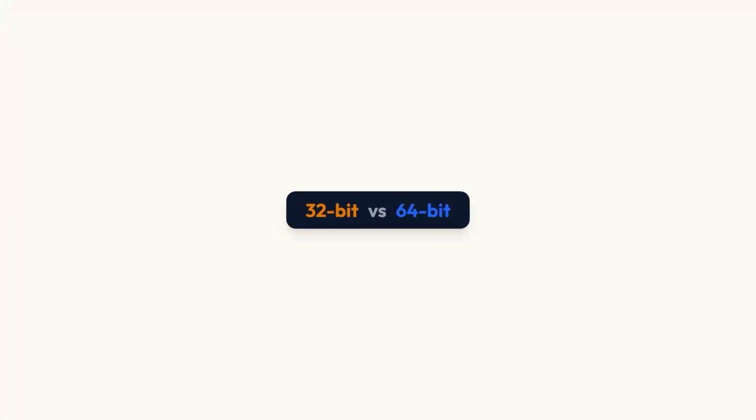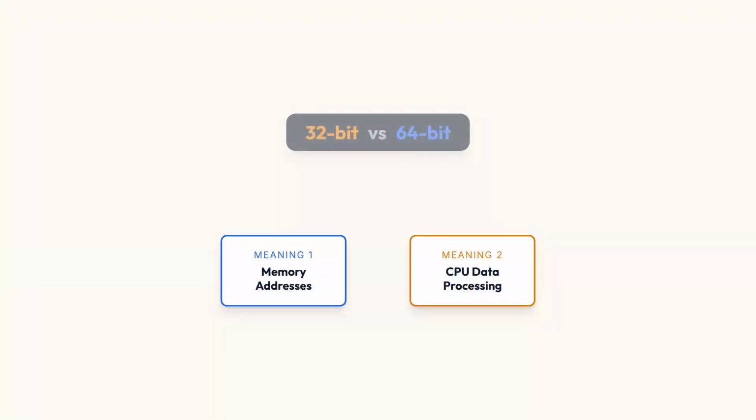You often hear terms like 32-bit and 64-bit systems. When we say 32-bit or 64-bit, we're actually talking about two things. First, the memory addresses, and second, how much data the CPU processes at a time. Let's start with the first one.